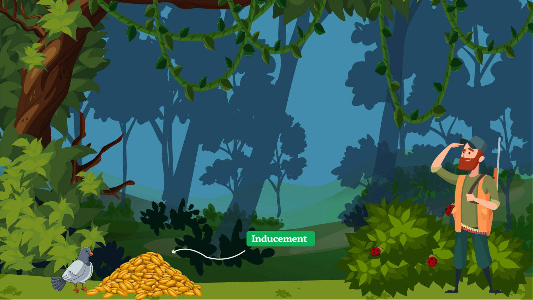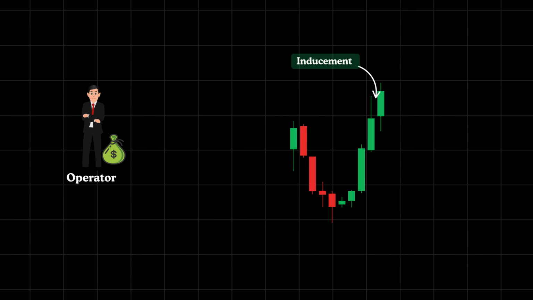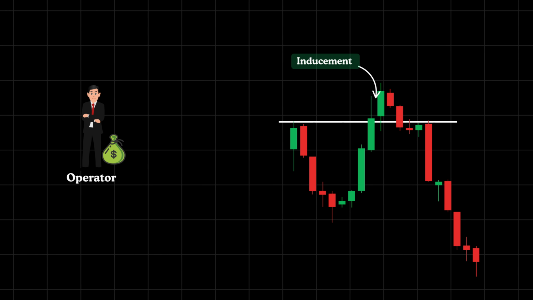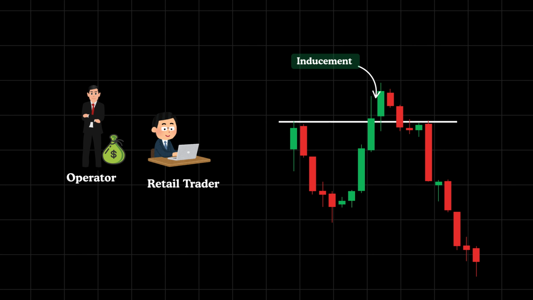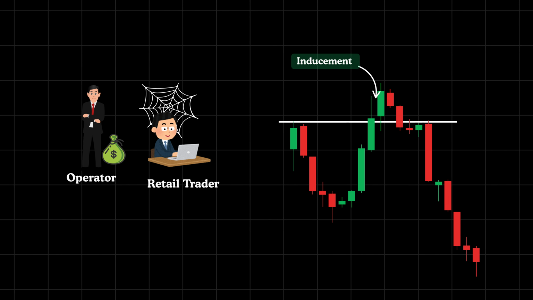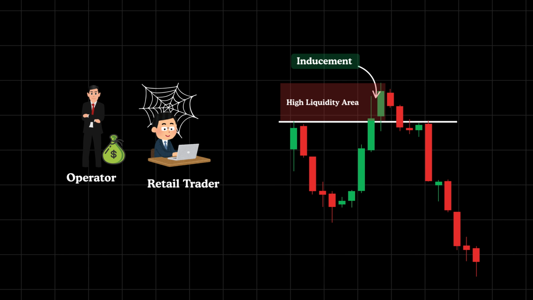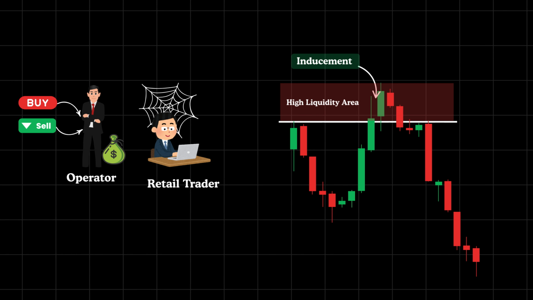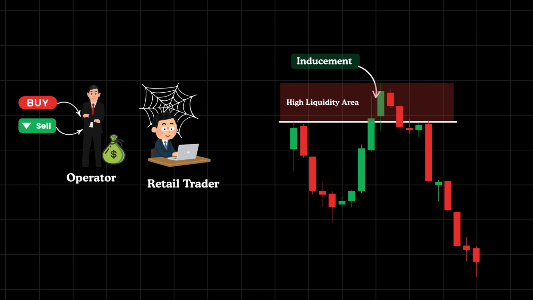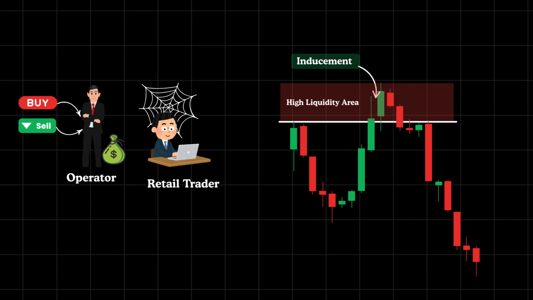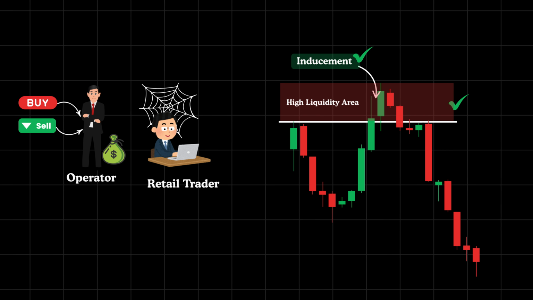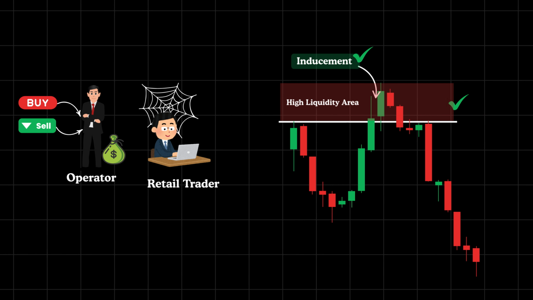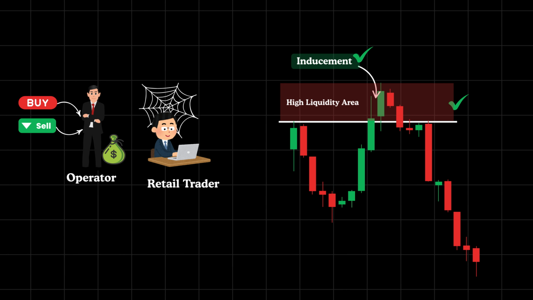Similarly, in the stock market, operators use inducements, such as false breakouts on the chart, to lure retail traders. These traders get caught in the setup, and the operators take advantage by using the liquidity generated to execute their buy and sell positions effectively. While there are various ideas within the smart money concept, your primary focus should be on understanding liquidity and inducement, as these two elements are most frequently applied in real-world market scenarios.